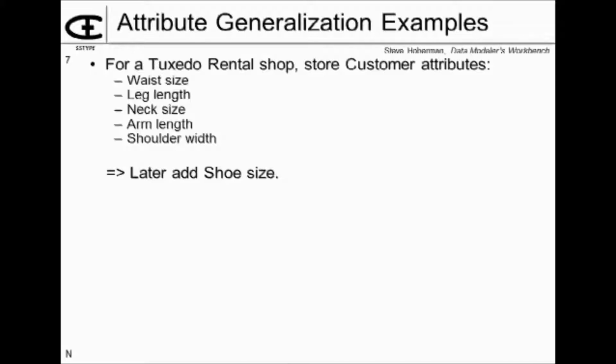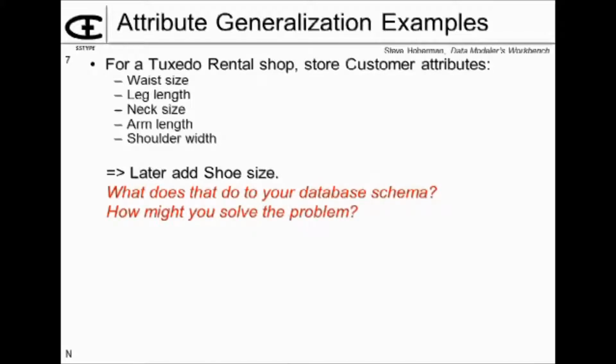Do you see what's happening here? These are all sort of the same kind of thing. And if I generalize, it might make it easier. Okay, what does it do to the schema? It means we have to change it. How might we solve the problem? How we might solve the problem would be to define a pair to say measurement type and measure.